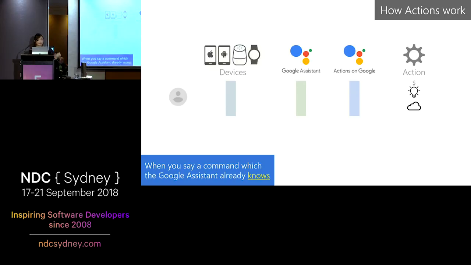And this is how actions work. When you say a command which the Google Assistant already knows, like weather. Okay, Google, how is the weather like today?